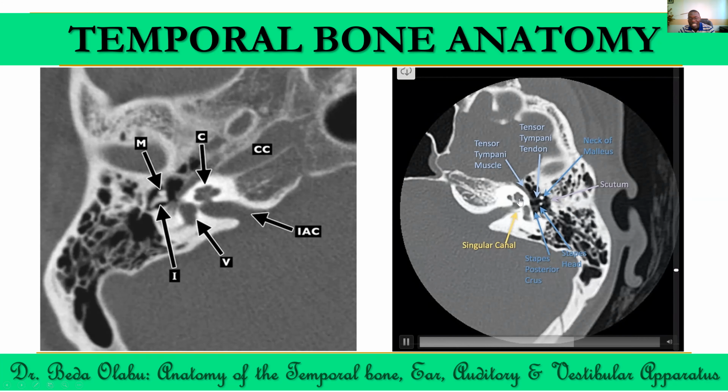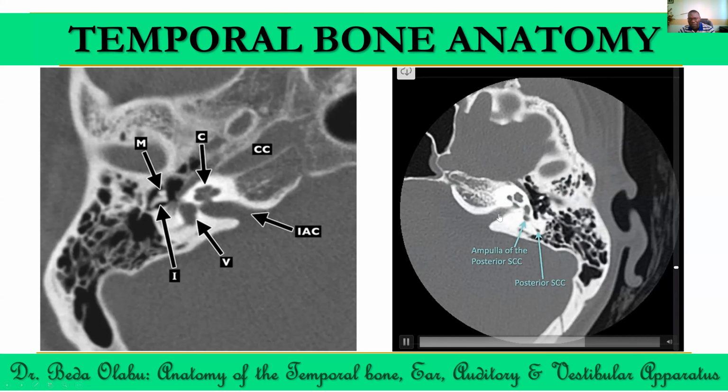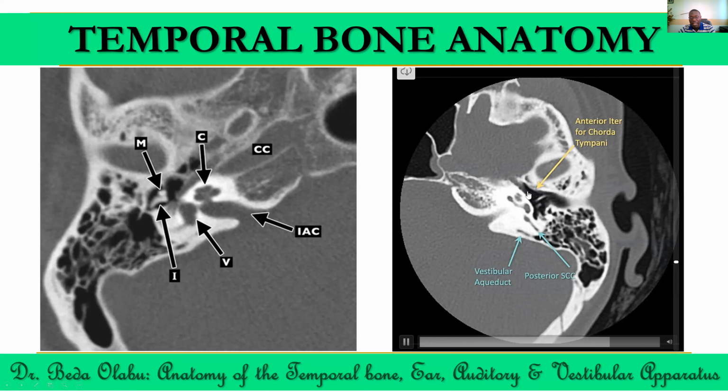So remember, we've not yet seen the basal turn of the cochlea. You will see it shortly. We are still cutting, going down. You can see posterior semicircular canal. Now look at the orientation of the posterior semicircular canal, almost parallel to the long axis of the petrous bone. And that's what I was saying to you, that this one and this one will make a 90 degree relationship. This posterior semicircular canal and the superior semicircular canal will make a 90 degree orientation.